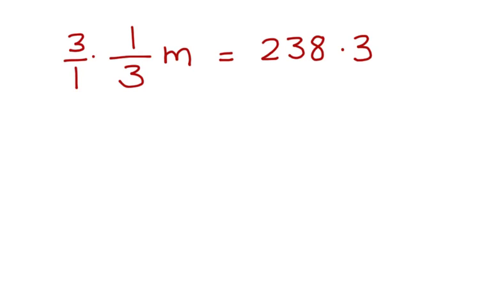Watch what happens. 3 times 1 is 3. 1 times 3 is 3. These cancel, leaving 1, which means M is now alone, equals 238 times 3. 238 times 3 is 714. So we can say that based on this equation that Sam made a total of $714 this summer.